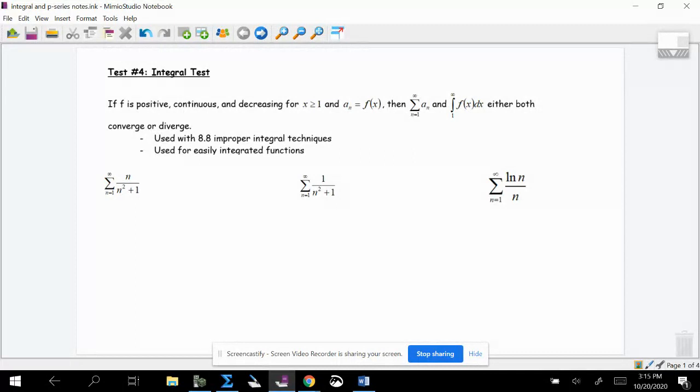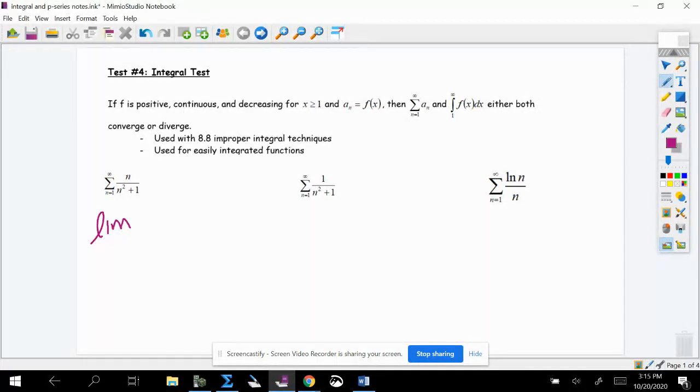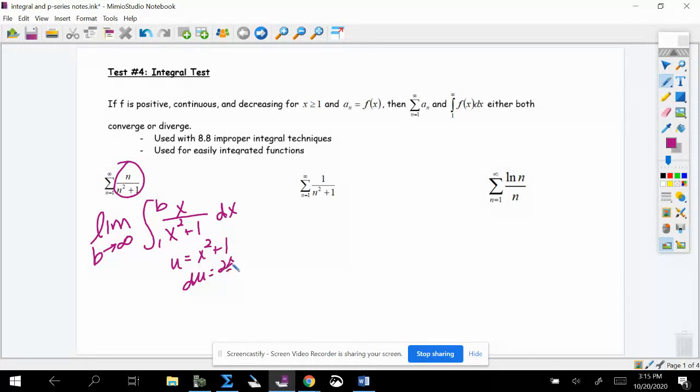For these, what you're going to do is you're going to write it as a limit as we go to infinity, and I'm always going to make the upper bound be from 1 to b, and then you're going to have x over x squared plus 1. So essentially, you're going to take this series formula, rewrite it in terms of x's, and take the limit as we go to infinity with this improper integral. So this is a very quick u sub. U is x squared plus 1, du is 2x. So we're going to divide both sides by 2. We get a 1/2 adjustment.